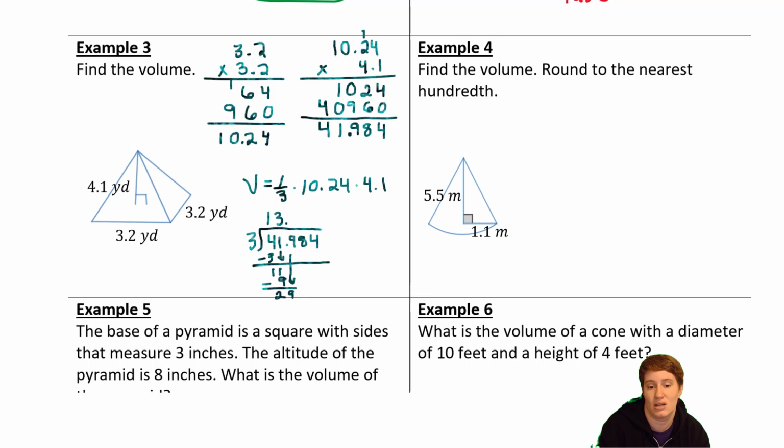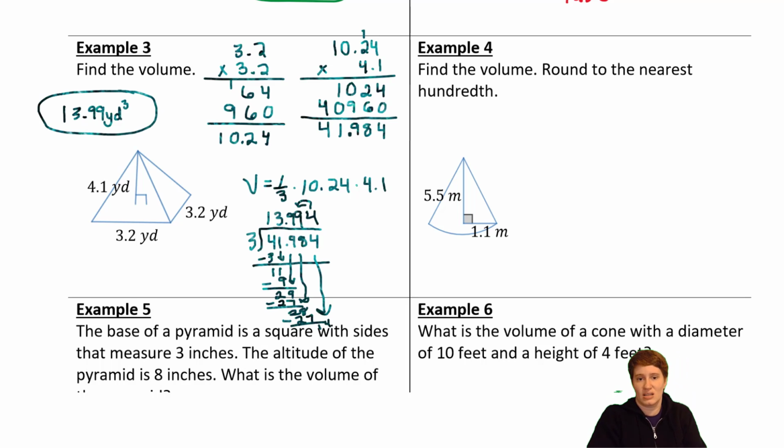3 into 29 goes 9 times. Gonna run out of room here. 3 into 28 goes 9 times. Eek, eek, eek. 3 goes into 14 4 times. And really we don't need to keep going because we're going to use this number to decide if we round up or down. Since it's a 4, we round down. So our answer here is 13.99 yards cubed.